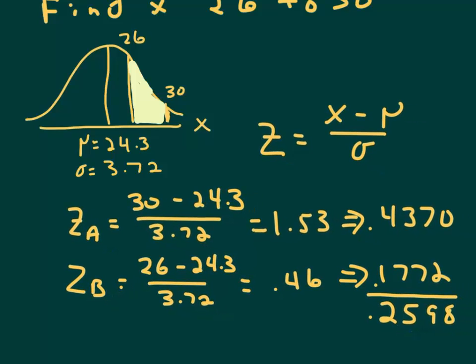So there's just our formula for a z value. For area A, that's the area that's all the way out to 30. So 30 minus 24.3 divided by the standard deviation. 1.53 standard deviations away gives you an area of 0.4370, just looking up the 1.53 in the z table. Same thing for this one, it's just 26 minus 24.3 divided by 3.72. Not quite half a standard deviation away. So that's this area right here. And so the difference, which is the answer, is 0.2598.